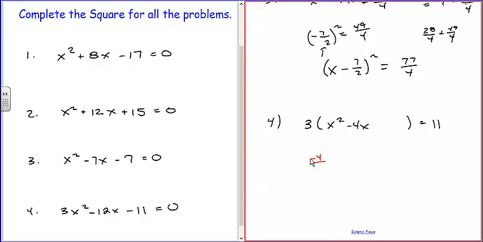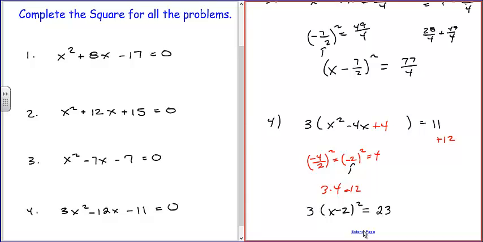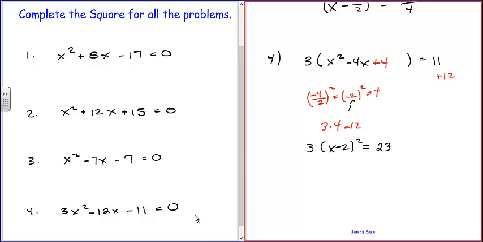We take negative 4, divide by 2, square it, which is negative 2 squared, which is 4. So we add 4. But what we're really doing is 3 times 4, which is 12. So we're going to add 12 to both sides. Here, 3 times 4 is 12. 12 is just by itself. And then you can collapse that to a perfect square. So it's x, use this number, negative 2 squared is equal to 23. That's all we need to do for this one.